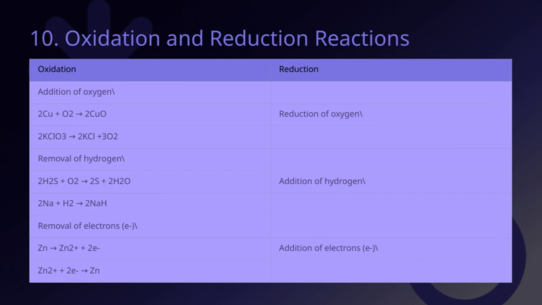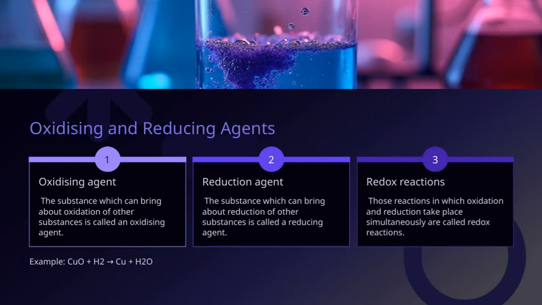Connecting this to the overall theme, understanding these fundamental reactions helps us grasp how energy is transferred in chemical processes, which is essential in fields ranging from industrial chemistry to biological systems. Now, let's talk about reactions where oxidation and reduction happen at the same time. These are called redox reactions. They're quite important because they involve a transfer of electrons between substances, which is fundamental to many chemical processes.